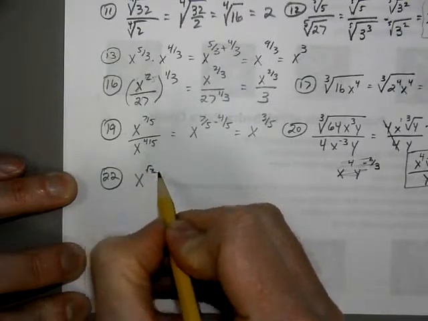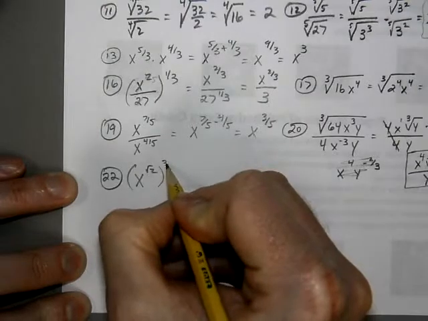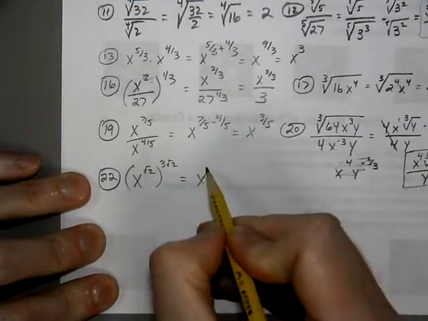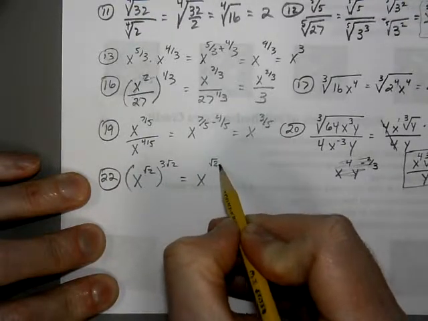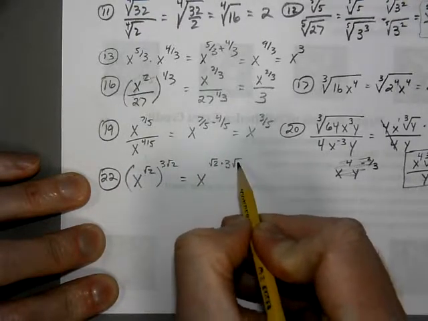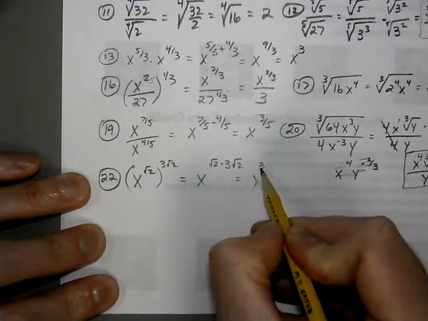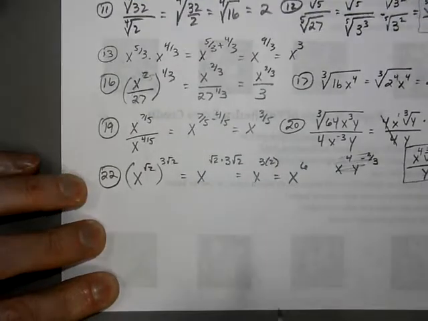We have x to the square root of 2 raised to 3 square root of 2. So what do we do when we have a power raised to a power? We multiply. So square root of 2 times 3 square root of 2 gives you 3 times 2, which is x to the 6th power.